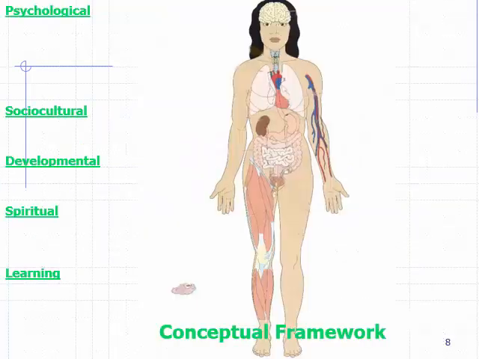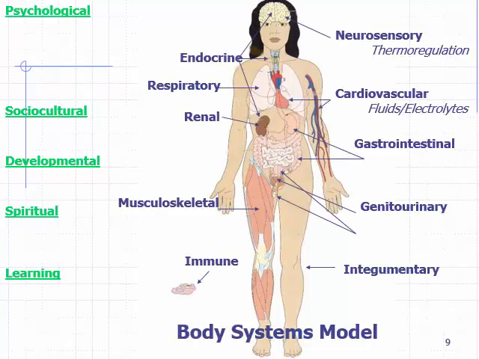One is your conceptual framework. This is the psychological, sociocultural, developmental, spiritual, learning, along with the physiological components for an individual. That's not the whole person, though. If you take a look, you have the body systems model, which on top of the conceptual will add the body systems, such as cardiac, genitourinary, neurosensory. That is added, and you gather information from there.